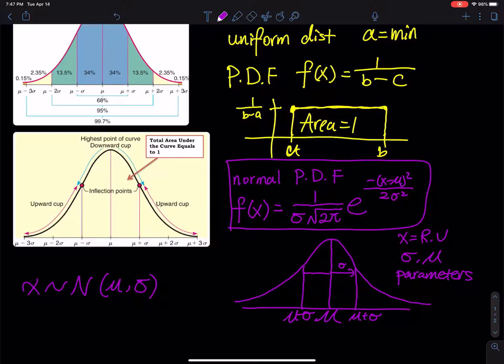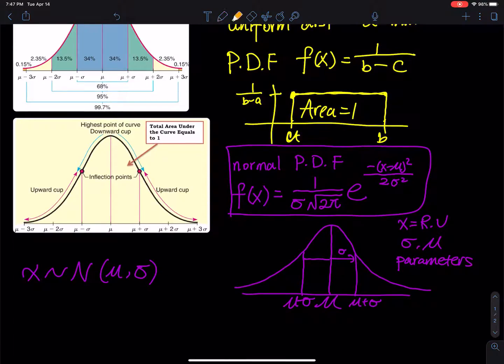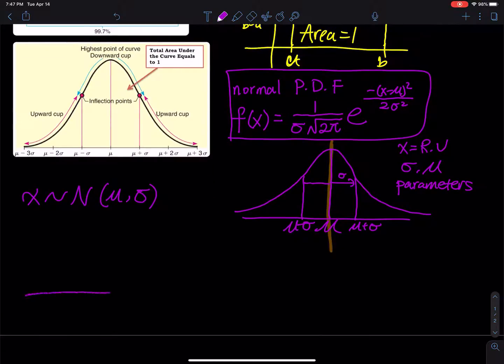So in this bell curve, what else can we say? I have a cut right in the middle. Let me draw another one for you. So this bell curve, I have a cut right in the middle. What is the total area under the curve? The total area under the curve is 100, or 100%. So that means I have 50% on the left, 50% on the right.